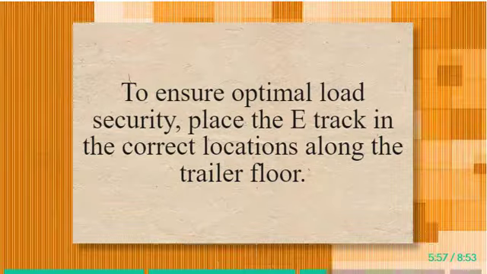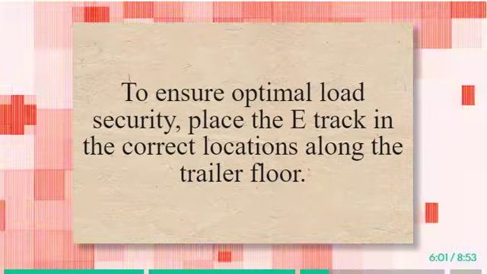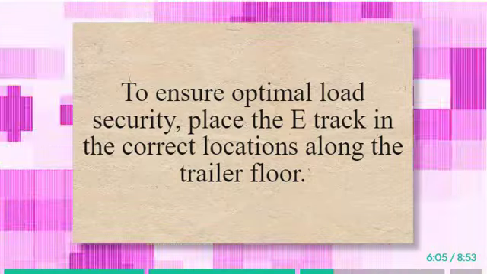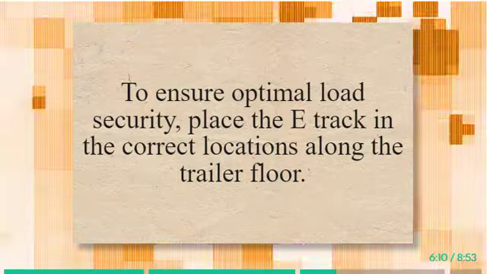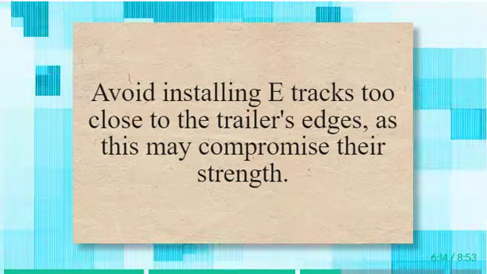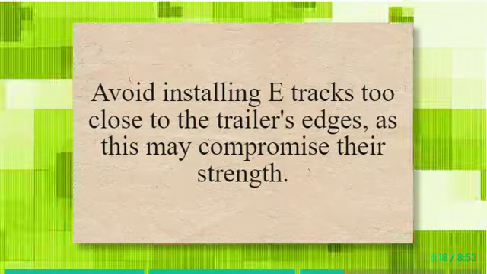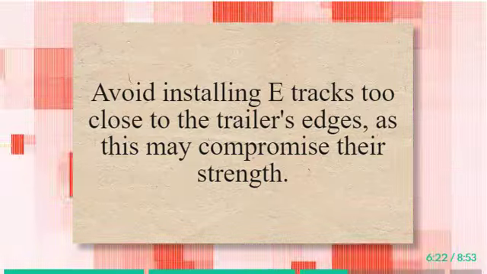1. Incorrect E-Track placement. One of the most common mistakes is improper placement of the E-Track. To ensure optimal load security, place the E-Track in the correct locations along the trailer floor. Position the tracks parallel to each other, with adequate spacing to accommodate different load sizes. Avoid installing E-Tracks too close to the trailer's edges, as this may compromise their strength.